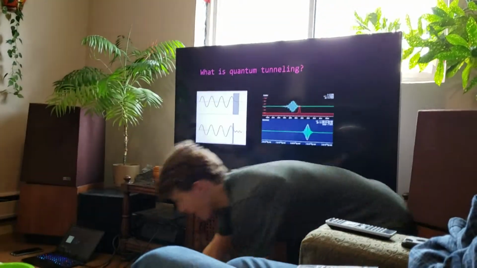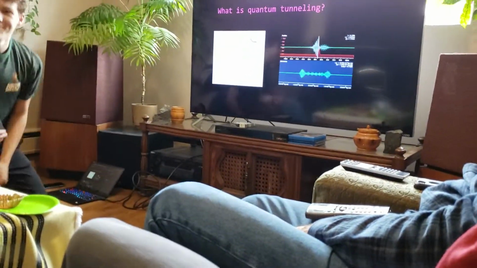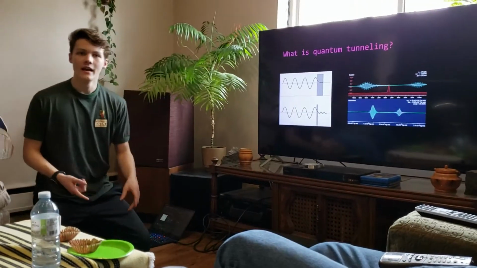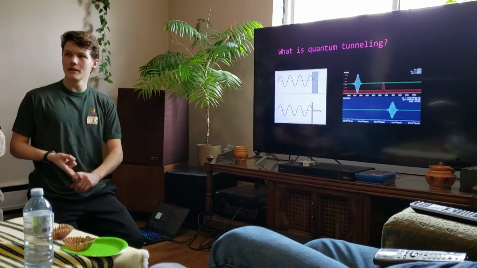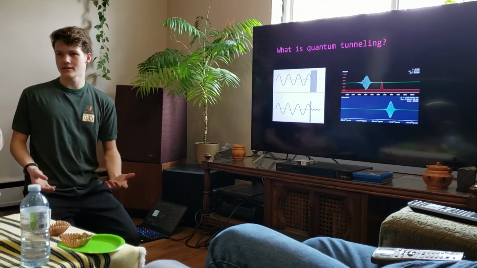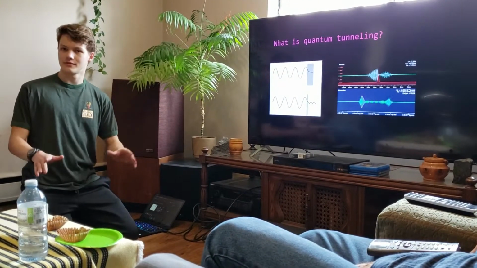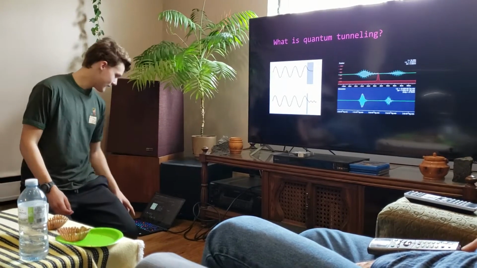So it's not 100% definite if it's bouncing back or going through. It all depends on both the size of the barrier and the amount of momentum and energy of the electron. And again, this is all probability, so nothing's absolutely definite ever, really.